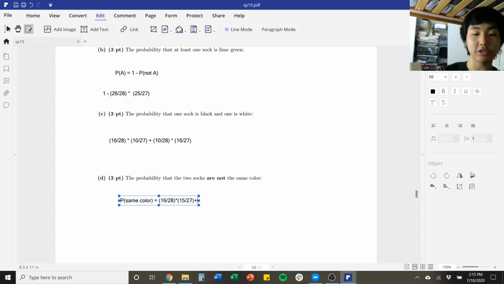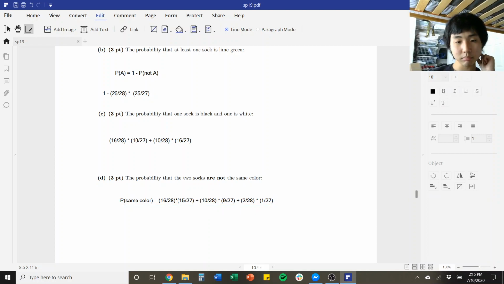So we're going to add this to white then white. So that's going to be 10 over 28 times, there's now 9 white socks left, so 9 over 27. Now we're going to do the greens. So there's 2 green socks, 2 over 28 times, once you take one green, there's only one left, so 1 over 27. So the probability of not the same color is just going to be 1 minus P of same color, which is all this stuff.